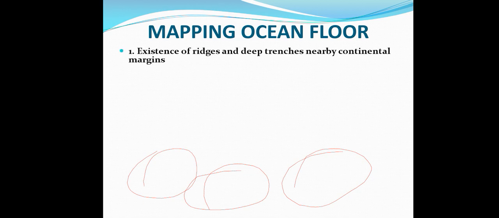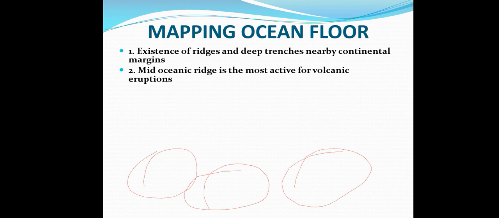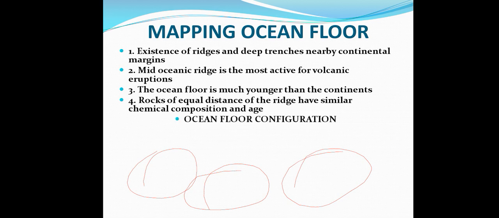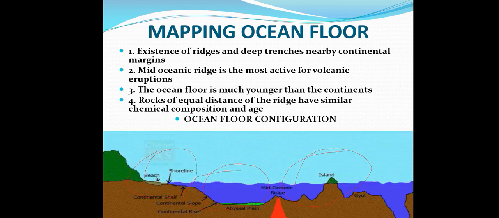The existence of ridges and deep trenches near a continental margin shows the ocean floors. Mid-oceanic ridge is the most active for volcanic eruptions. The ocean floor is much younger than the continents. Rocks at an equal distance from the ridge have similar chemical composition and age. Oceanic floor configuration. By this picture, you can easily find out the configuration of the oceanic floor.